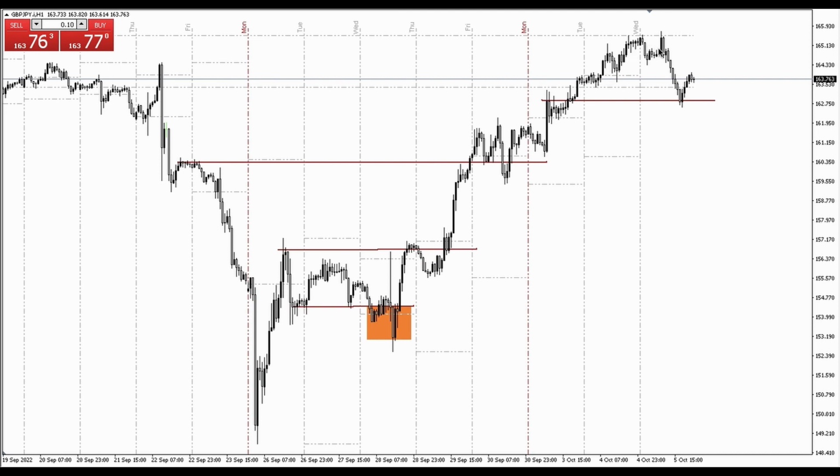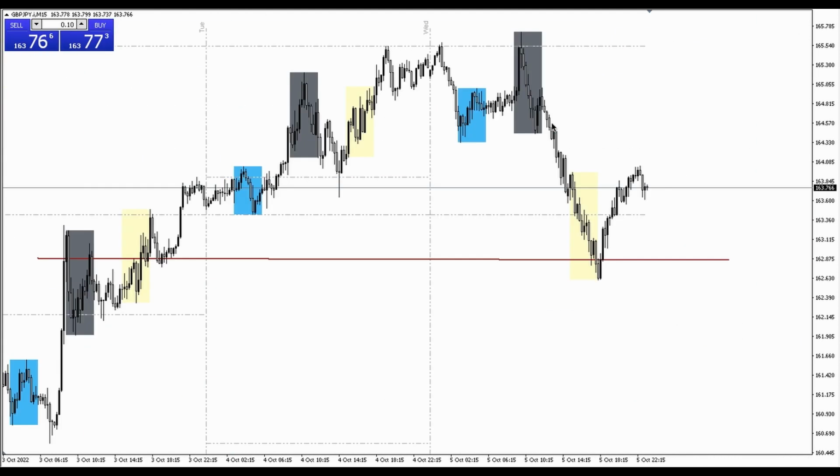And then Wednesday, we put in a peak formation above Tuesday's high. So we're on the third day of rise. We just put in a peak formation below the previous high. So this market is good for sales all day.